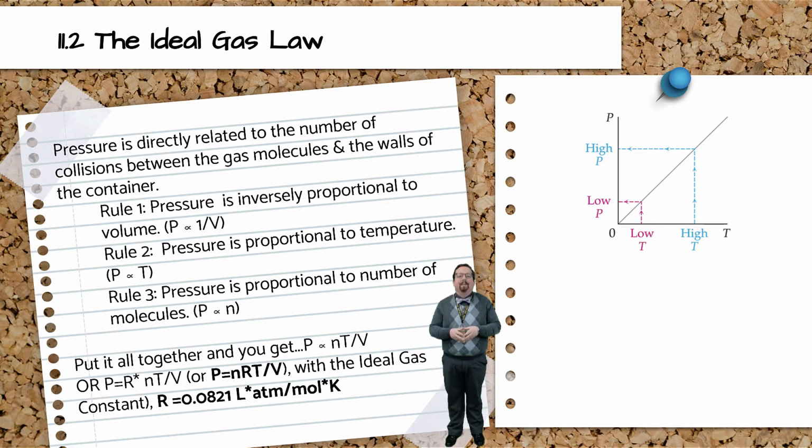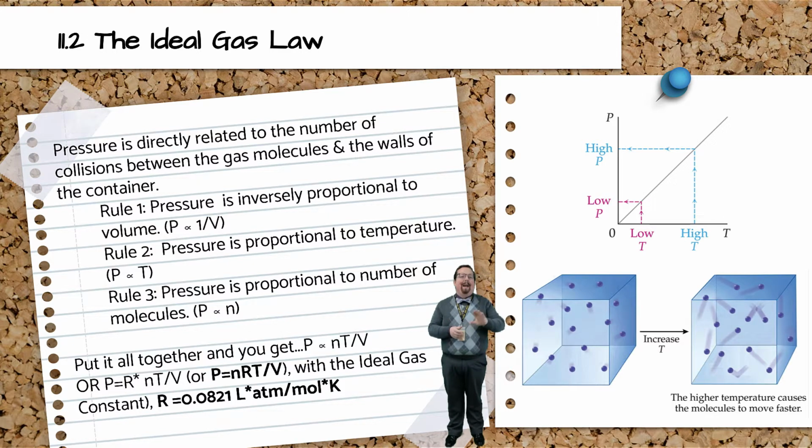Rule number 2 tells us that the pressure is proportional to the temperature. If you remember from way back in Chapter 7, temperature is related to the thermal energy of particles, or their speed. If we have higher temperatures, the particles will be moving faster. When they move faster, they hit the walls of the container with a greater force, causing a higher pressure. Slower moving particles hit the walls with less force because they're not moving as fast. Therefore, they create a lower pressure.